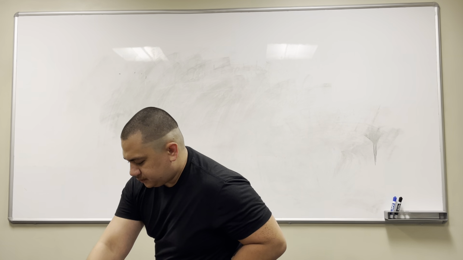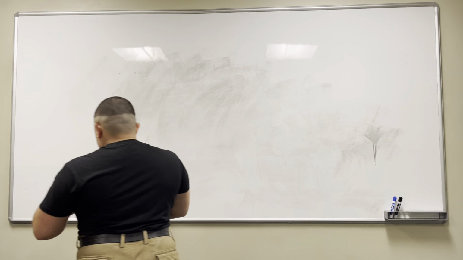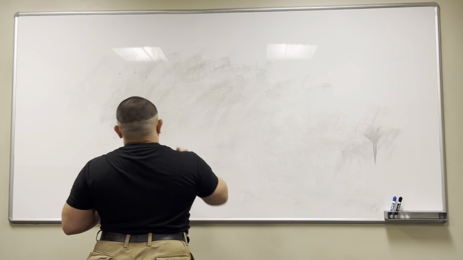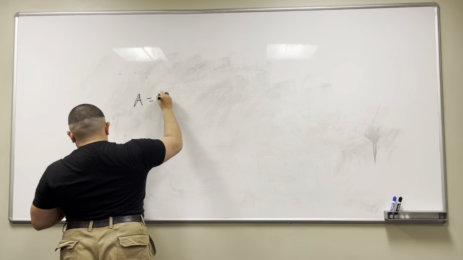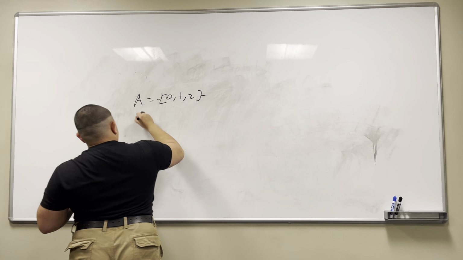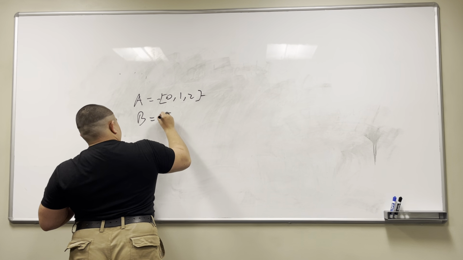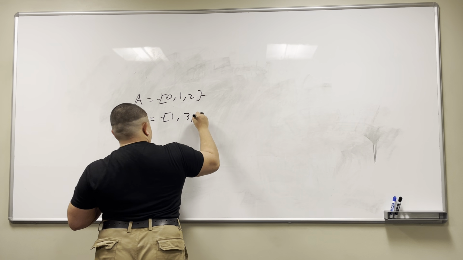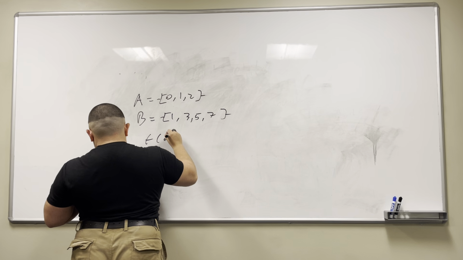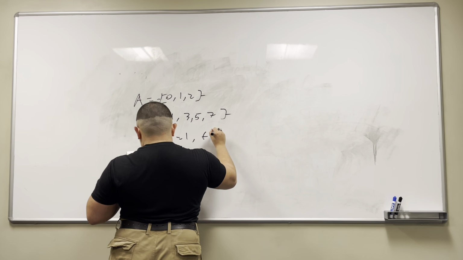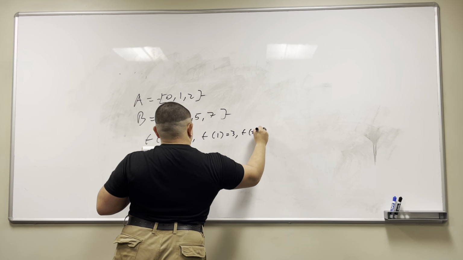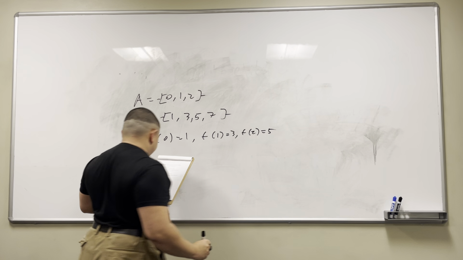So suppose we had that A is equal to {0, 1, 2}, B is equal to {1, 3, 5, 7}, f of 0 is equal to 1, f of 1 is equal to 3, f of 2 is equal to 5. That could very well be a thing.